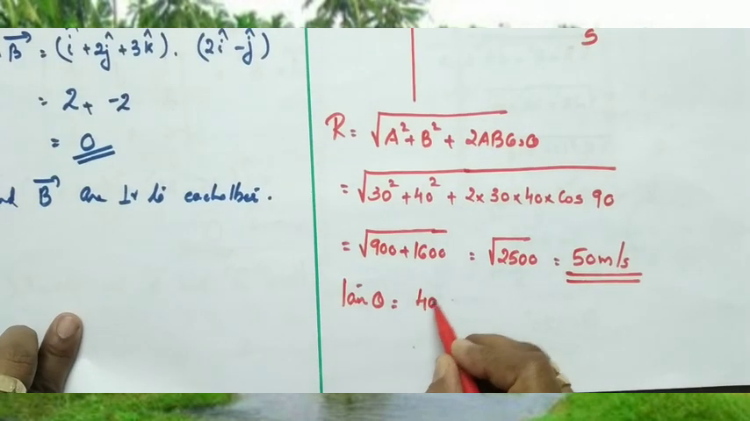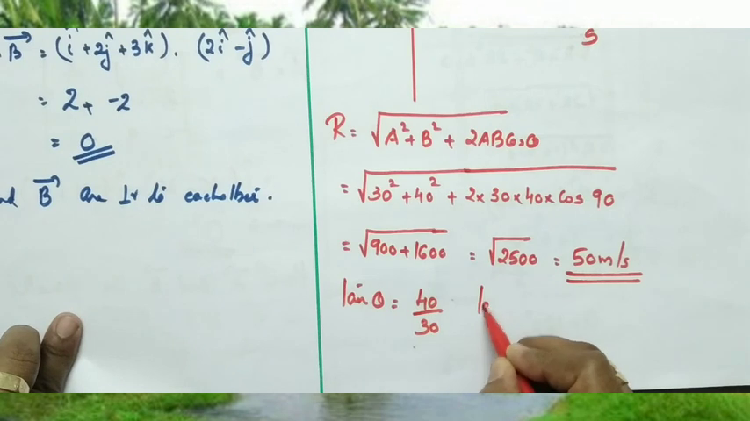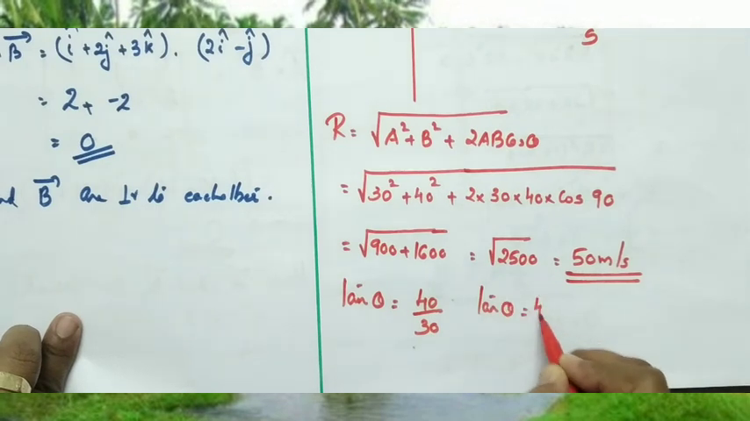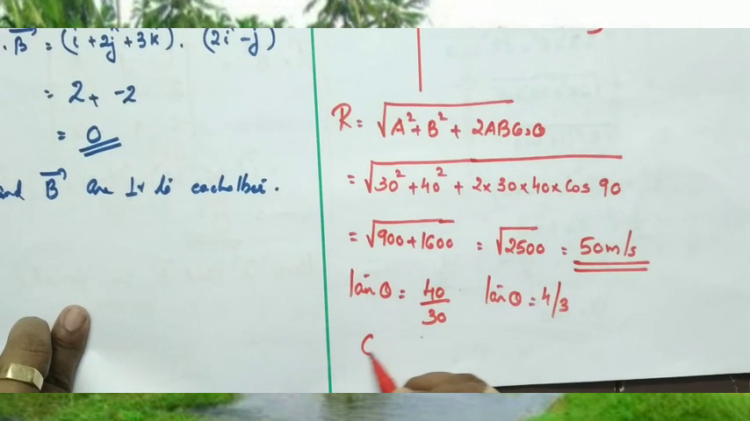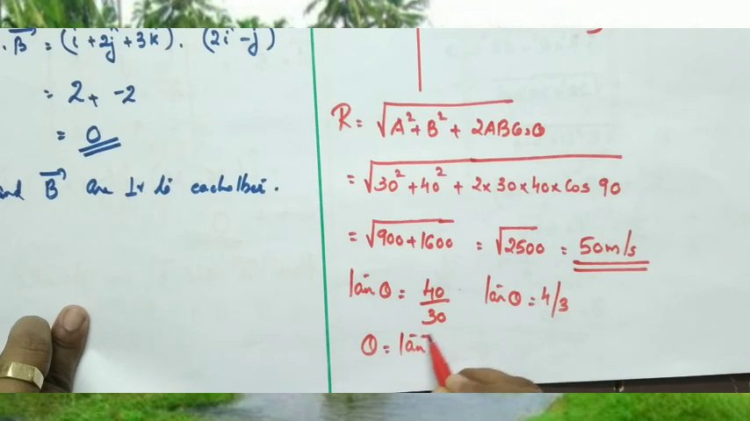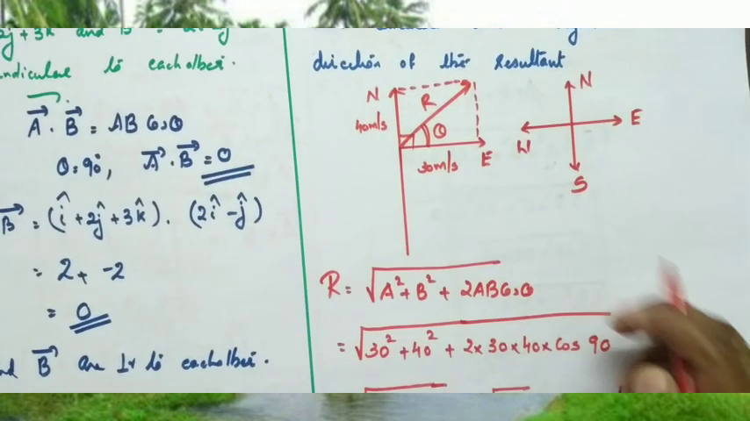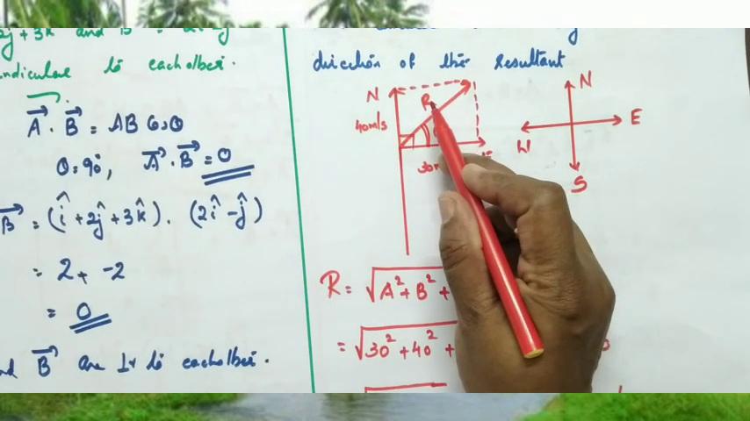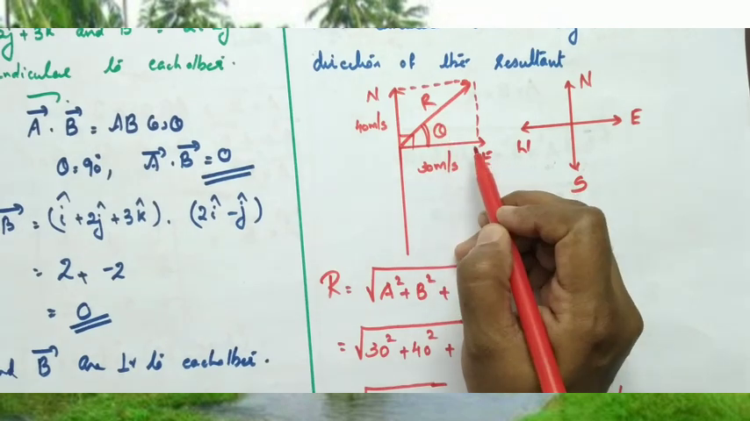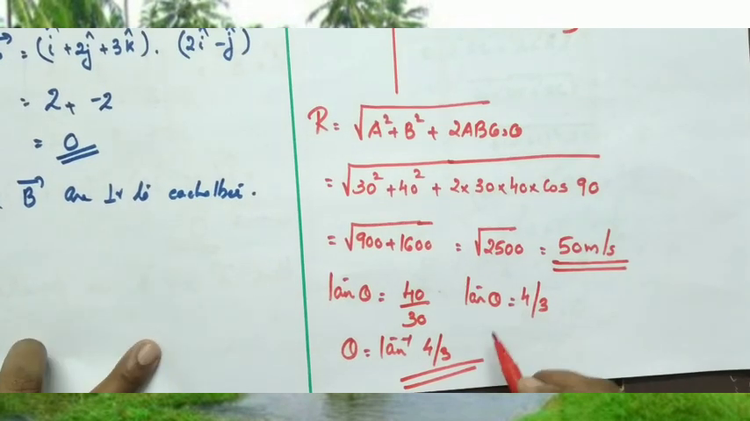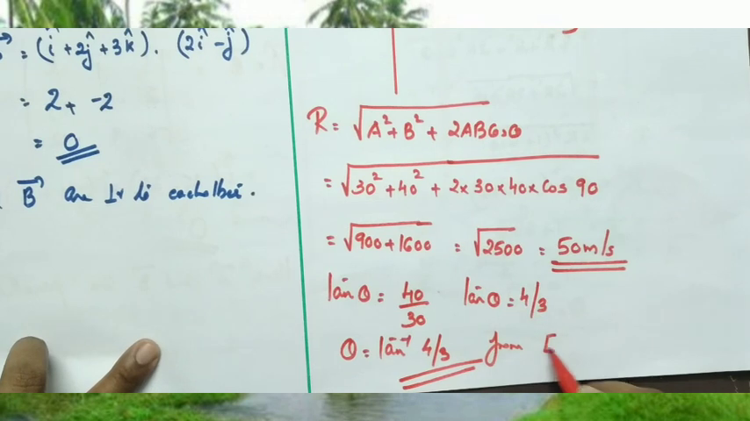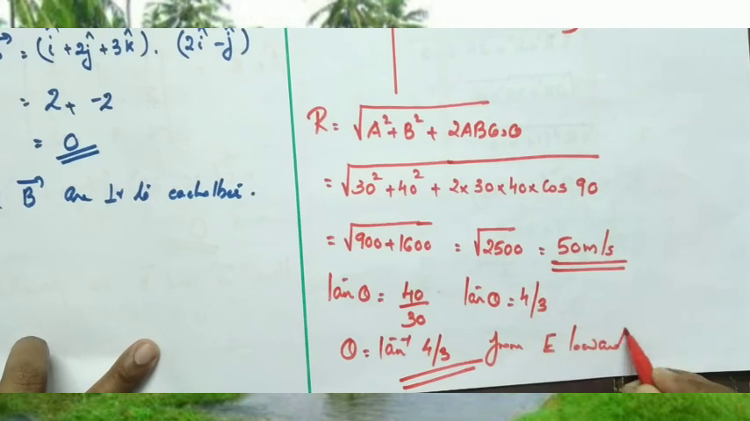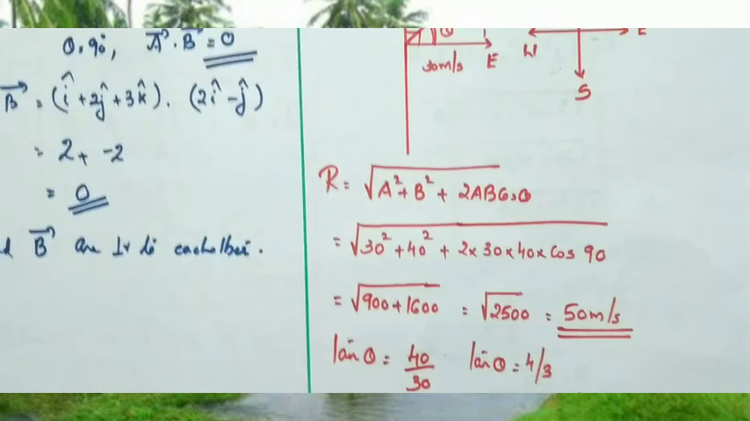So tan theta is equal to 40 by 30, or tan theta is equal to 4 by 3, or we can write the angle theta is tan inverse 4 by 3. So the direction of the resultant is tan inverse 4 by 3 from east towards north. So the direction of the resultant is tan inverse 4 by 3 from east towards which direction? North direction. Okay, children?